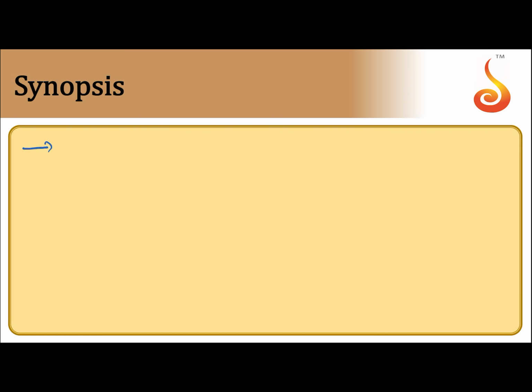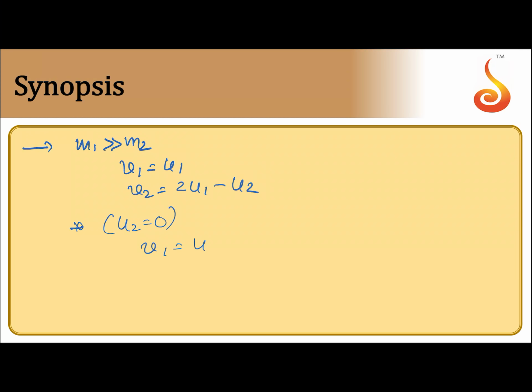Another case. Suppose m1 is much greater than m2. Then we have v1 is equal to u1 and v2 is equal to 2u1 minus u2. And suppose as a special case, if I consider the target particle is at rest, that means u2 is equal to 0, then v1 is equal to u1 and v2 is equal to 2u1.